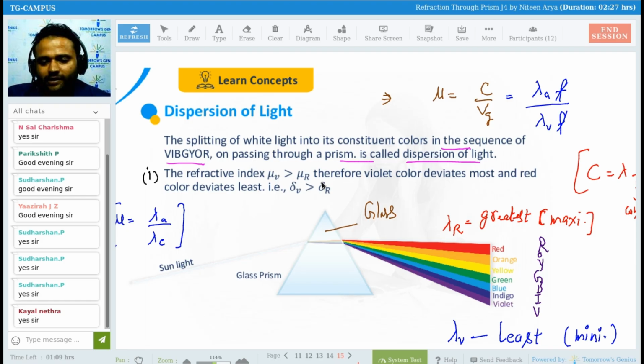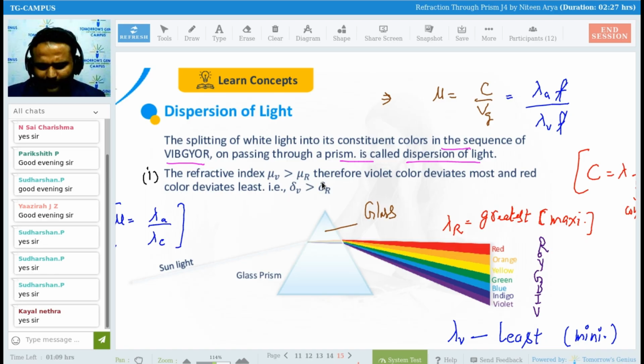Mu, the refractive index for any particular single medium, whenever a ray of light is incident from air or vacuum, is C by V. We can write it as C into lambda into F, and we know that in refraction the frequency F remains constant, so we can cancel it out. So my refractive index is directly proportional to lambda, the wavelength of the color in a medium. Clear? You need to explain all of that also. Got it, everyone?